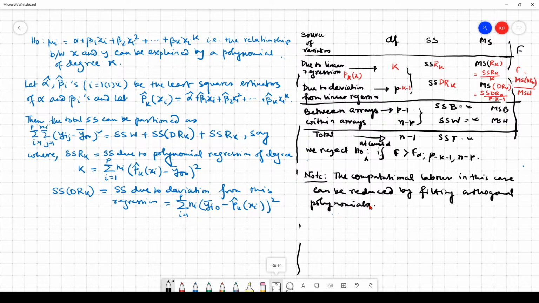So for the definition of orthogonal polynomial, you can see any statistical book, or you can also find this definition on the internet. So if you have a problem with orthogonal polynomial, please tell me before the last class that will be held on coming Monday. I will definitely discuss orthogonal polynomial.